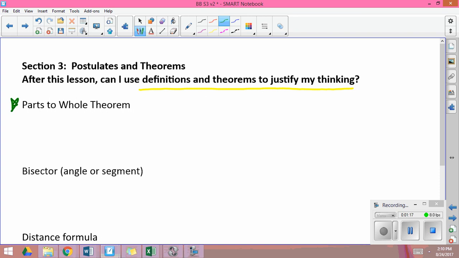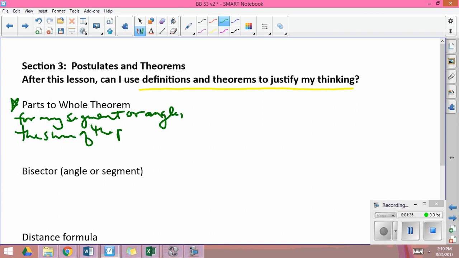And this one should just feel really, really good in your gut. It says, for any segment or angle, the sum of the parts equal the whole. If you think about a pair of adjacent angles, if you take the two angles, they have to equal the bigger one. Okay, that's really what this is saying.